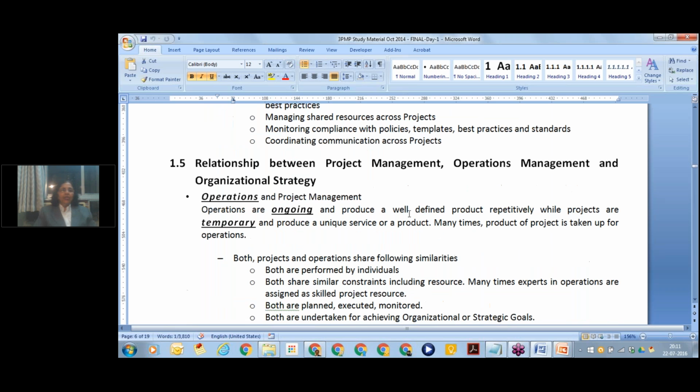Yes. So relationship between project management, operations management, and organizational strategy. Well, this is a heading I like because it simply says, how does your organization keep relation between projects and organization? Does it give more importance to projects? Does it give more importance to operations? Or does it give equal importance? Usually equal importance is not there. It's always skewed.